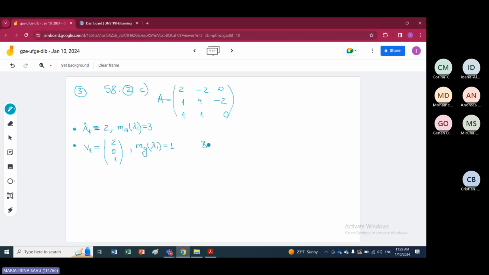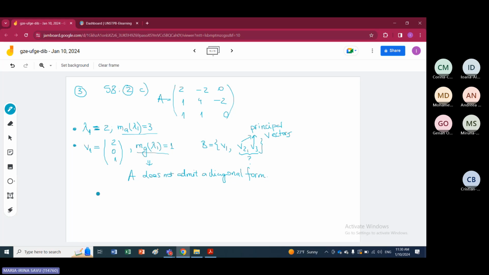Because in your basis, you just have V1, and you need two more vectors, V2 and V3. You don't know them, but they are called principal vectors. It's clear that in this case, the algebraic multiplicity is not the geometric multiplicity, so A does not admit a diagonal form. It admits a Jordan form, but you will see next year what Jordan form is.